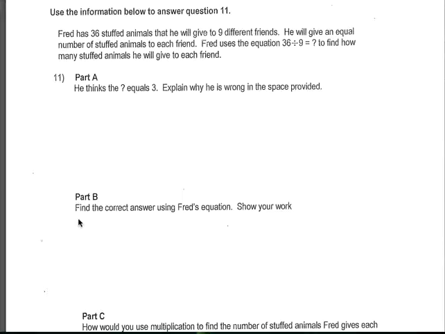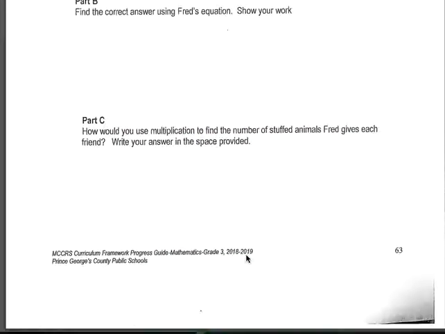Part B, find the correct answer using Fred's equation and show your work. Here's Fred's equation. Use this to find the correct answer. Show your work. For part C, how would you use multiplication to find the number of stuffed animals Fred gives each friend? Write your answer in the space provided. Here's where we should see your answer.